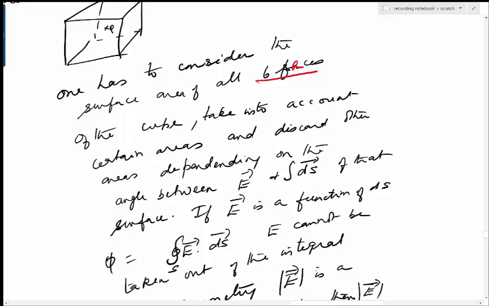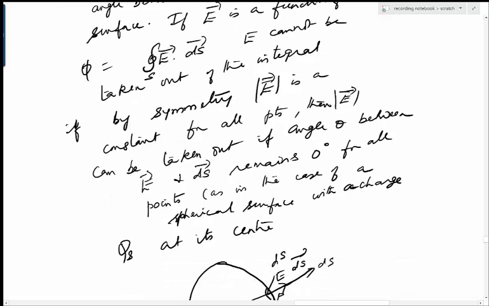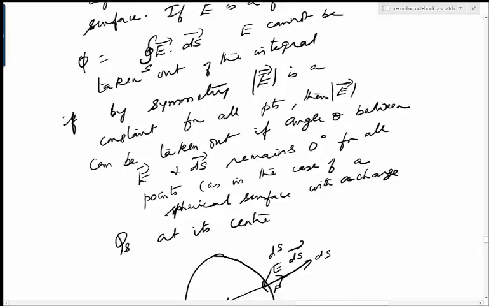If E is a function of ds, you cannot pull E out of the integral. If E is told as a function of the area that you are going to consider for the given surface, then you have to take it inside and write it as the suitable function of ds as given in the problem, and you cannot take it out. If by symmetry E is a constant, the modulus of E is a constant, direction alone changes, then mod of E can be taken out, and theta between E and ds remains 0 for all points, as in the case of a spherical surface with a charge at its center.